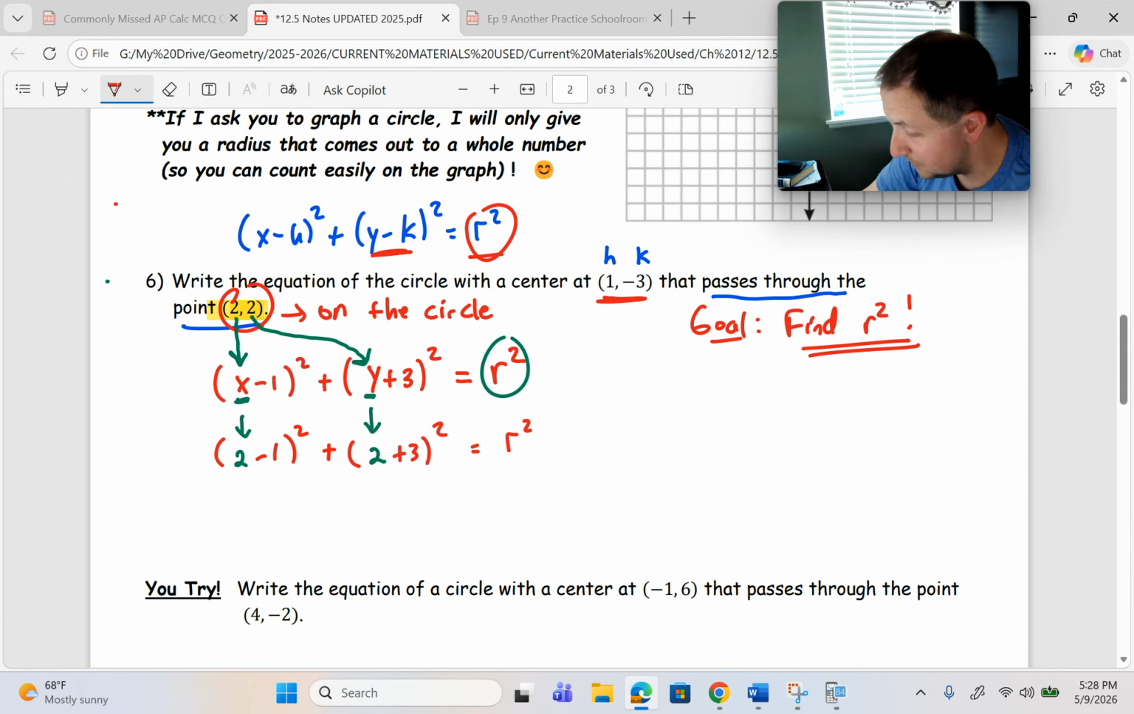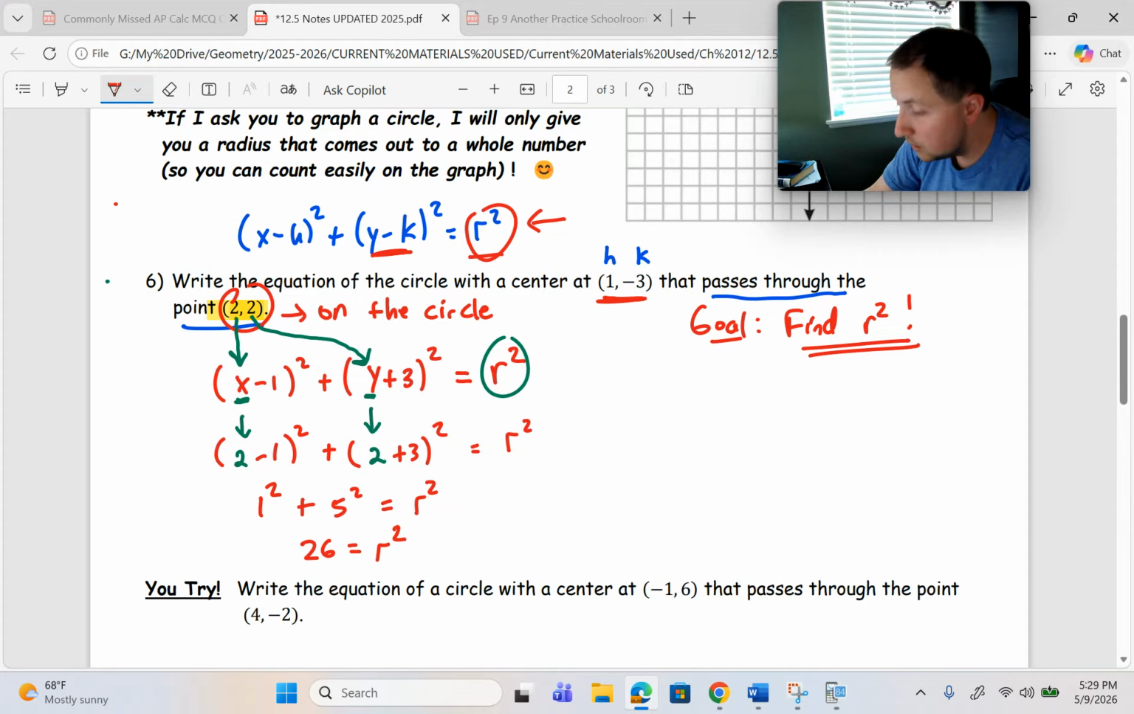And honestly, you could type that into your calculator on the left-hand side just like you see it if you don't want to do it by hand. This one I think is easy enough to do by hand, so I'm going to do that. 2 minus 1 is 1, so 1 squared, plus 2 plus 3 is 5 squared, which is r squared. 1 plus 25 would be 26 for r squared. And remember, we don't need the radius for the equation, we need the radius squared. If they ask for the radius, it would be root 26. But we can actually stop here. We have everything we need.